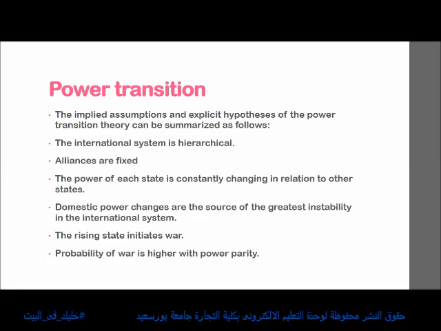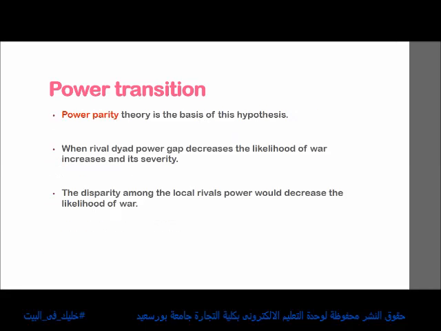This is very important. The probability of war is higher with power parity. Power transition theory is the basis of this hypothesis. When rivals converge, the power gap decreases, and the likelihood of war and its severity increases. Major severity is pretty easy: the number of deaths exceeds 1,000 deaths per day. The disparity among the local rivals' power would decrease the likelihood of war. So keep this type of hypothesis in your mind if you have potential questions on these slides.